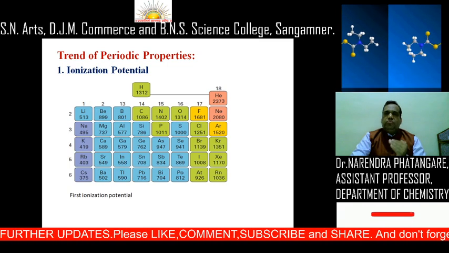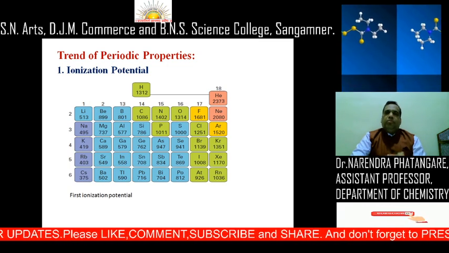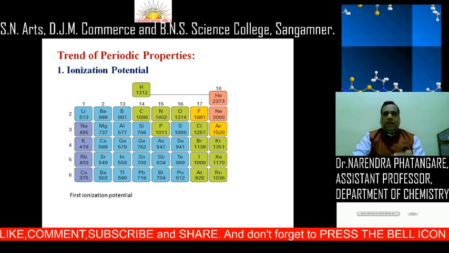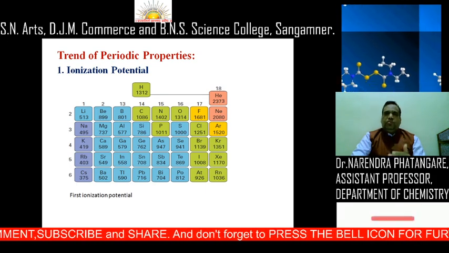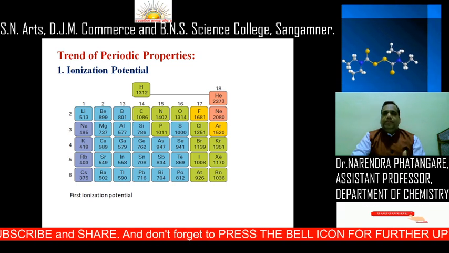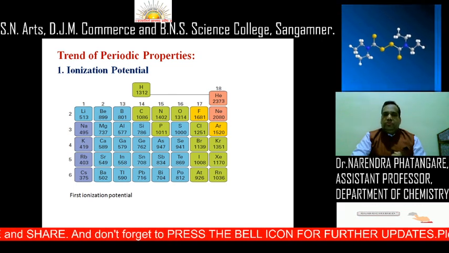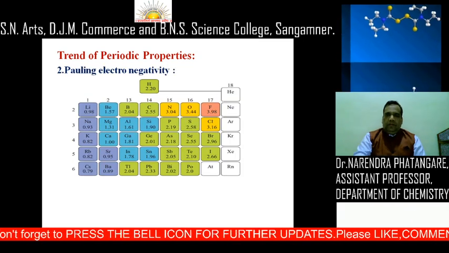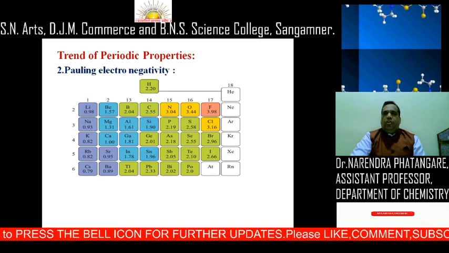These thumb rules are very important in different competitive exams like CSIR-NET, GATE, SET, PET, DRDO, and any others. In whatever competitive exams, such thumb rules are very important for us. Then again, the next property is the Pauling electronegativity.